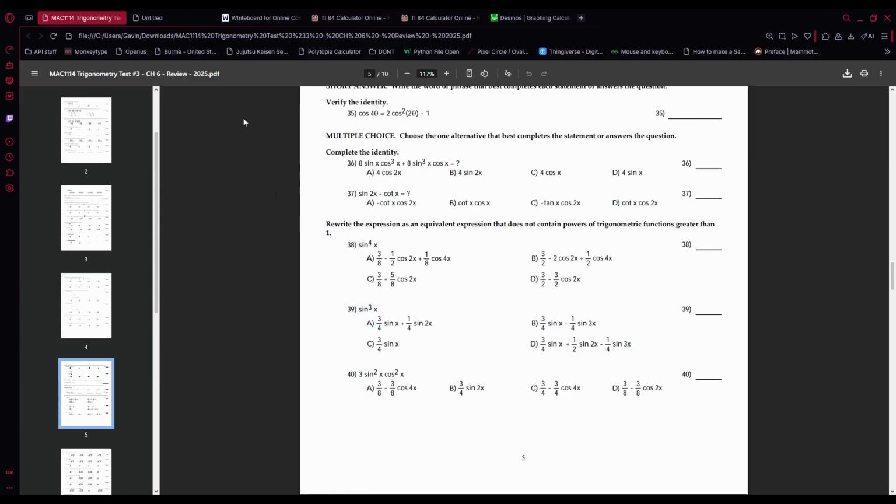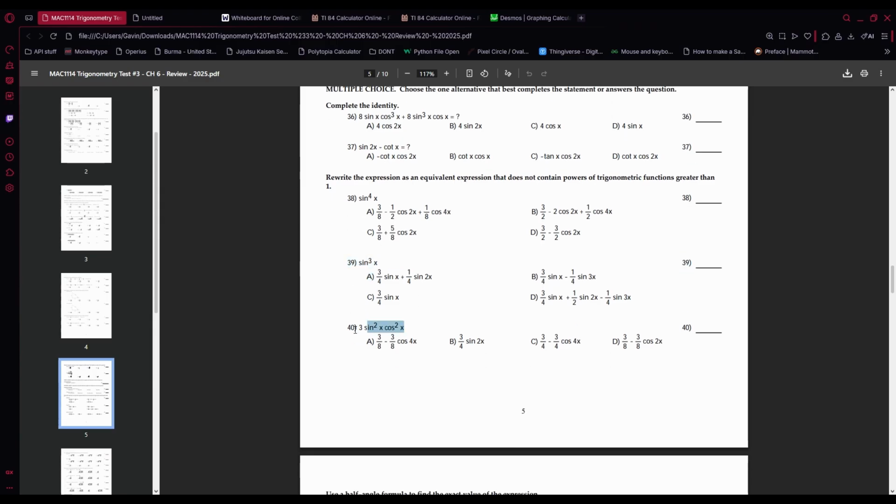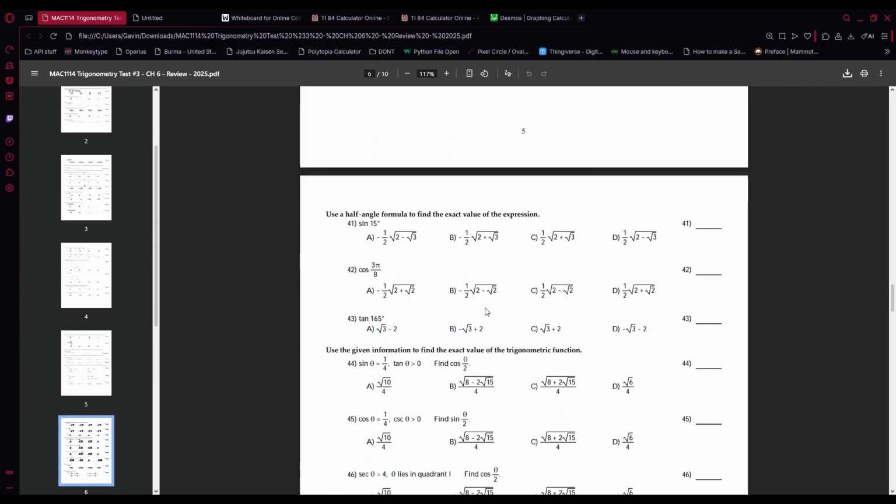Knowing what you know from that last question, you can do the rest. You can figure that out. You can do the algebra. You've got that. I believe in you. Use the half-angle formula to find the exact... Okay. So, half-angle formula.